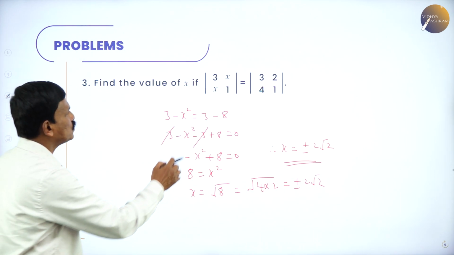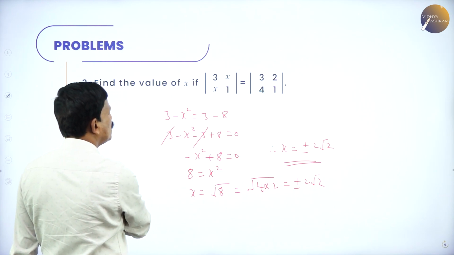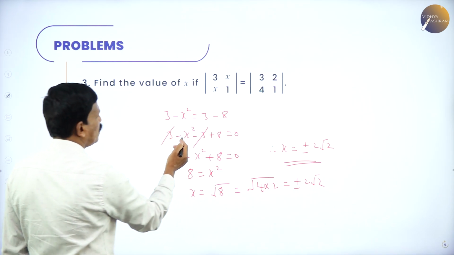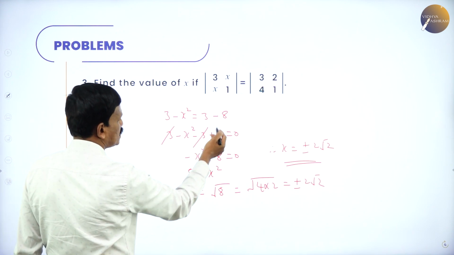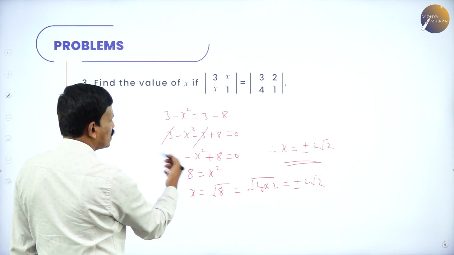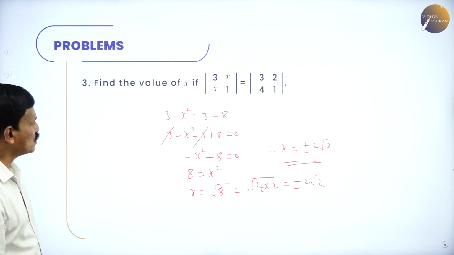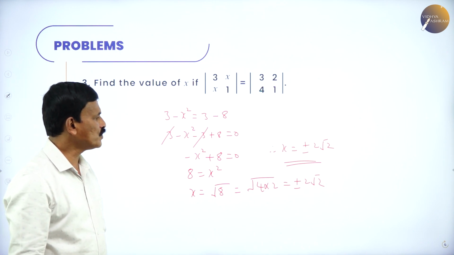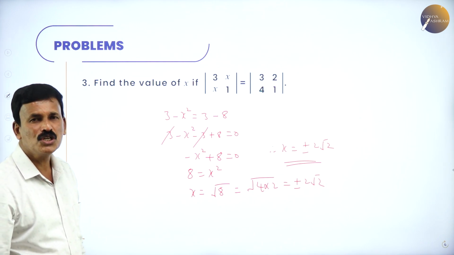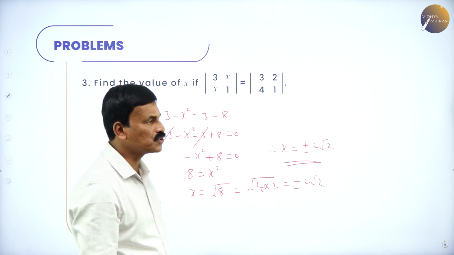Very simple. So 3 into 1 is 3 minus x square. 3 1s are 3 minus 4 2s are 8. So transfer this. 3 minus x square minus 3 minus 8 becomes plus 8. Minus 3 plus 3 gets cancelled. Minus x square is equal to 8. Or transfer right to the left hand side. x square is equal to plus 8. x is equal to root of 8 is nothing but 4 into 2, that is plus or minus 2 root 2. So the value of x is equal to plus or minus 2 root 2.